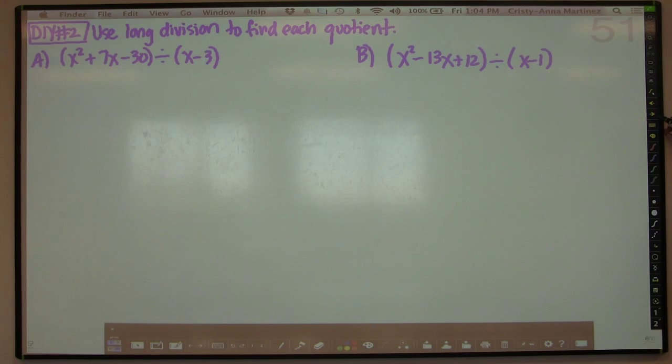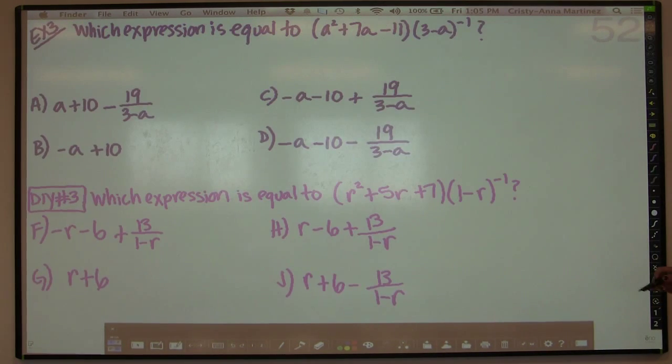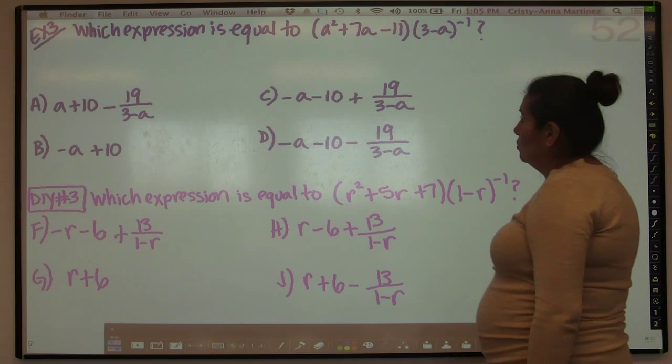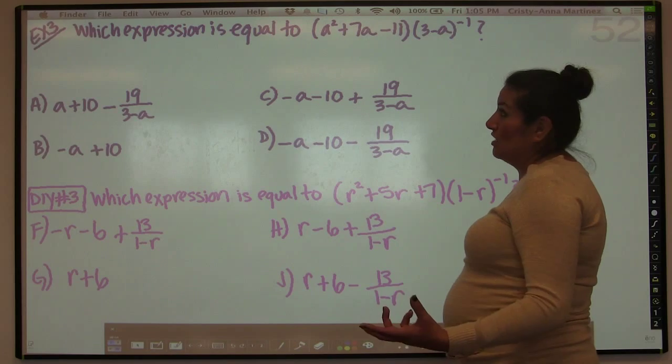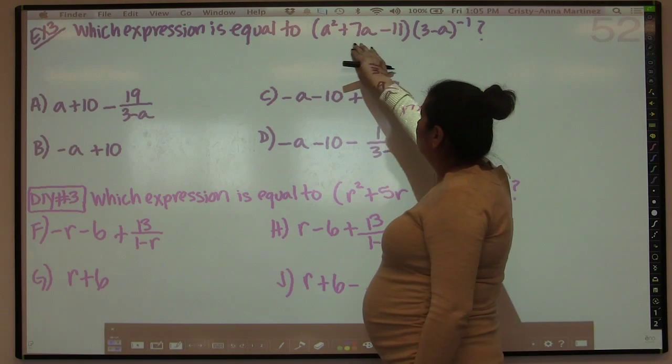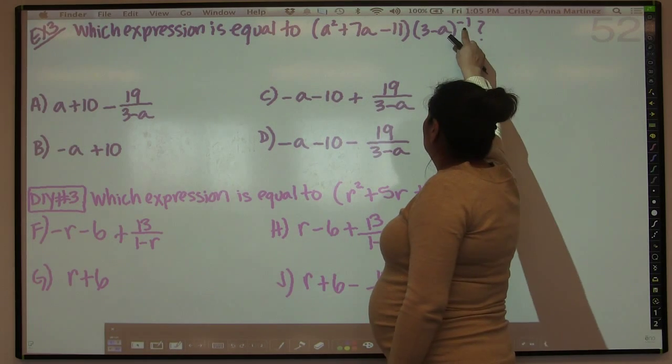Now I'd like for you to try these 2 examples, and then we're going to move on to another example. This is actually a multiple choice question. It's one of those questions that you'll see on a standardized test like the SATs. First off, I want to show you why this is in the section. a squared plus 7a minus 11 divided by 3 minus a to the negative 1 power.